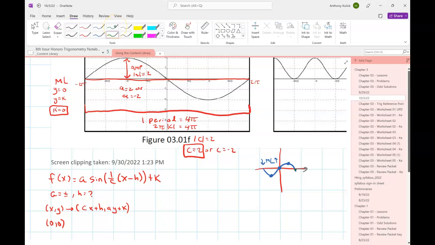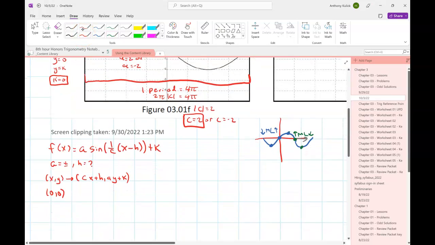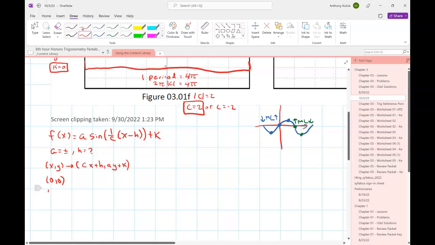If I had instead chosen this point here, notice that this point is also a midline point, but it's preceded by a maximum and then followed by a minimum. There are 2 different kinds of midline points. Everybody can see that? So I'm just going to make a note that 0, 0 is that kind of midline point.